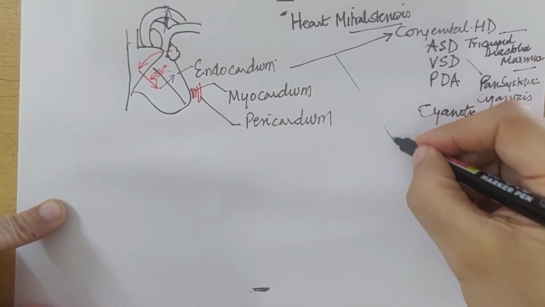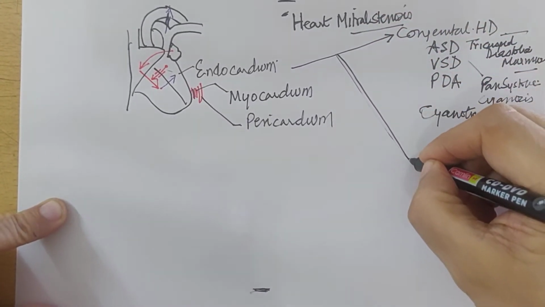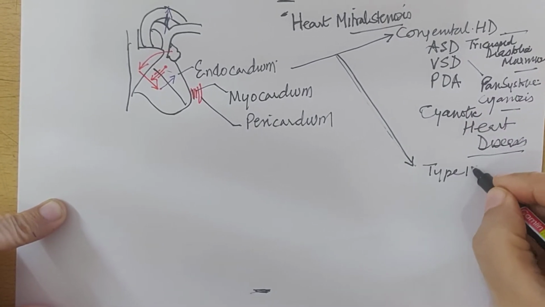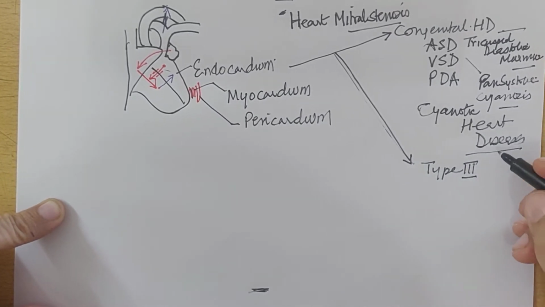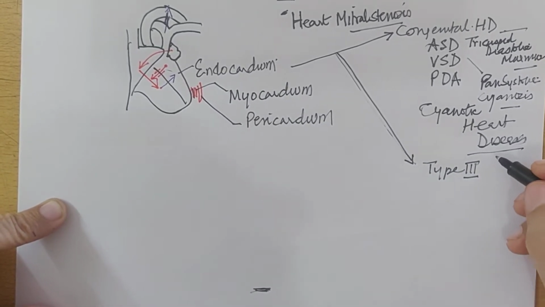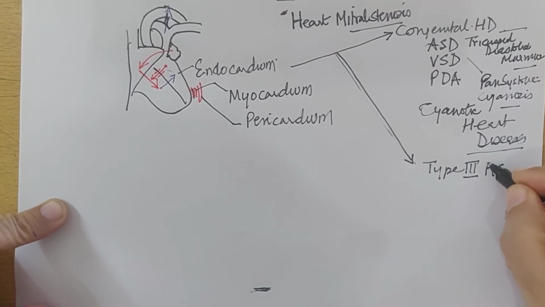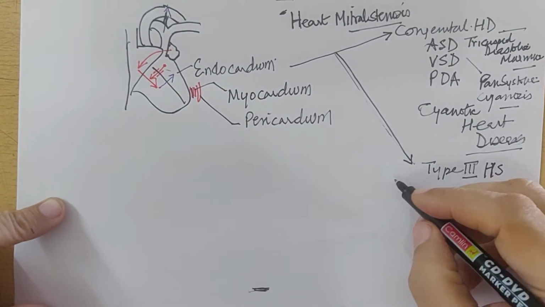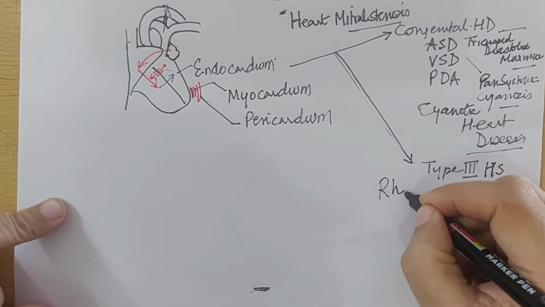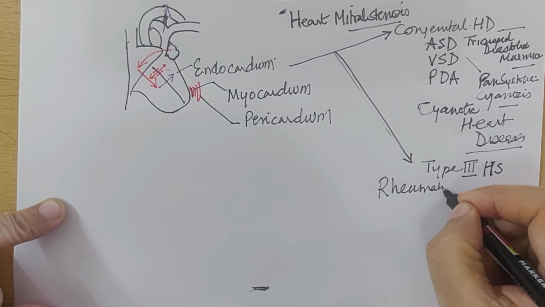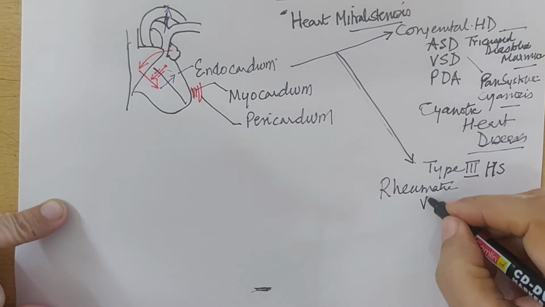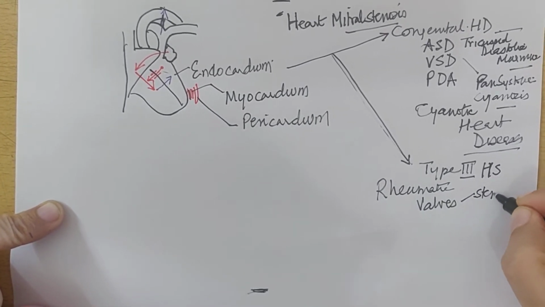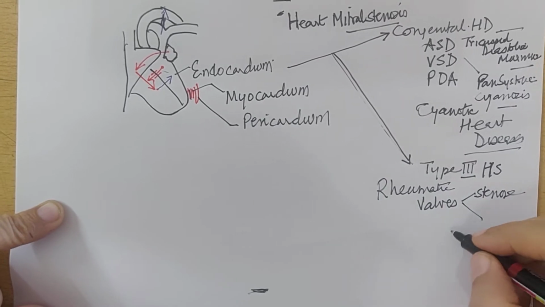Then endocardium can be involved by the type 3 immune complex mediated hypersensitivity reactions, and these immune complex mediated reactions produce rheumatic involvement of valves, which can stenose or regurgitate.